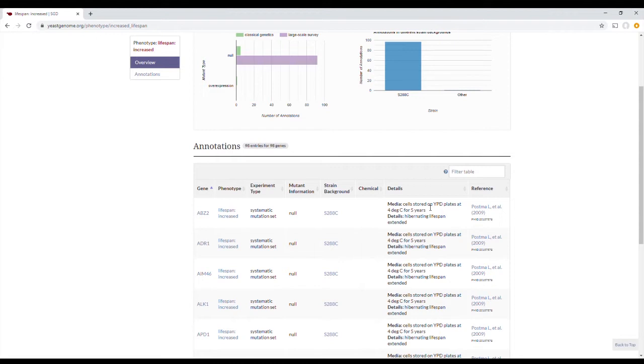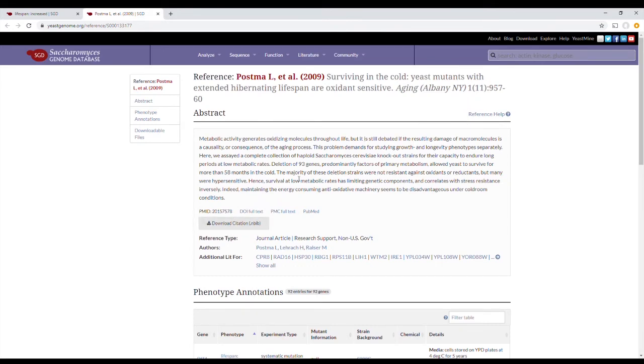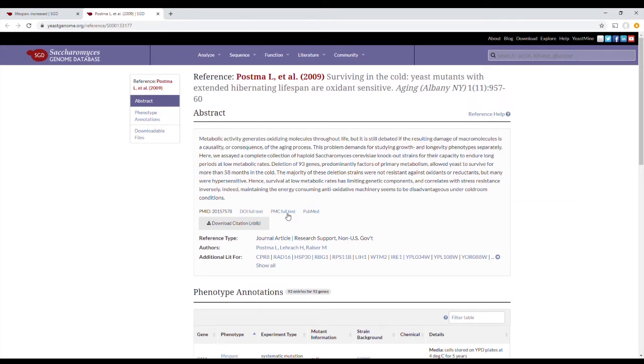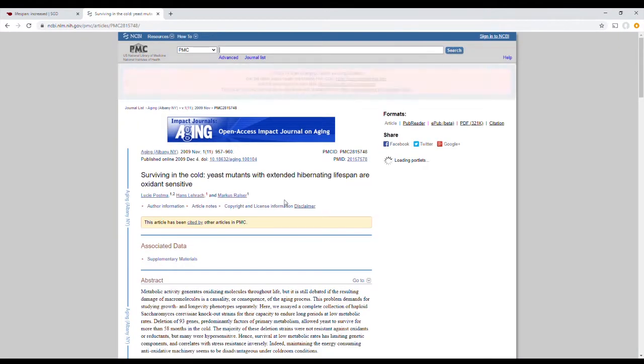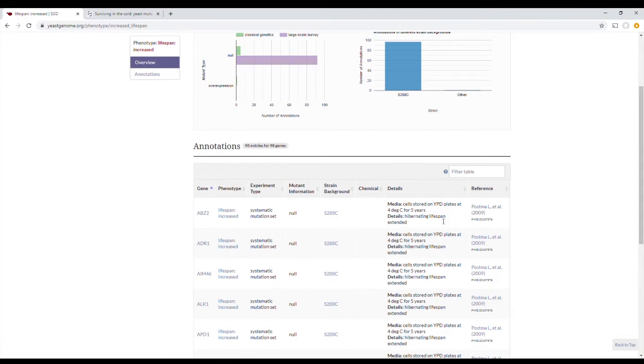Now, if you look at the final column, that gives me my reference, the paper that it originated from, and I can click on that, open a new tab, and this will ultimately give me the abstract for a paper and a link to the paper itself. So, "Surviving in the cold: yeast mutants with extended hibernating lifespan are oxidant sensitive." So this is the original paper that you can look at. This is from 2009 to get more of the details on how these genes influence lifespan of yeast.